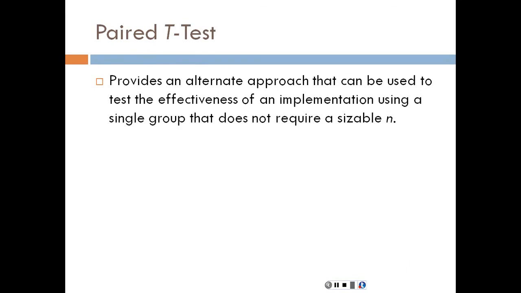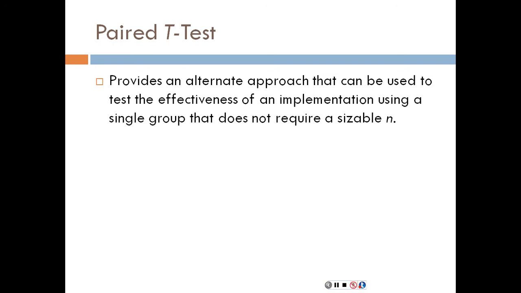So we just finished talking about an independent t-test, which requires a random assignment of participants. Some of these participants would be in a control group, some would be in a treatment group. Now there's also the paired t-test. The paired t-test provides an alternate approach that can be used to test the effectiveness of an implementation using a single group that does not require a sizable N. So we don't have to have a large N in order to complete a paired t-test.